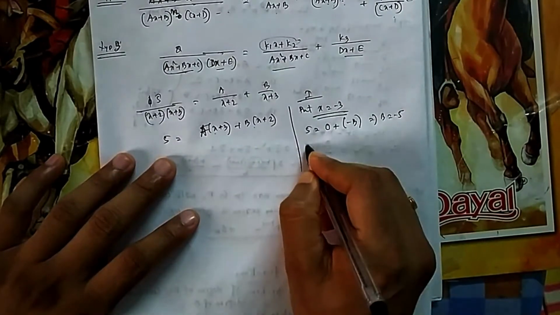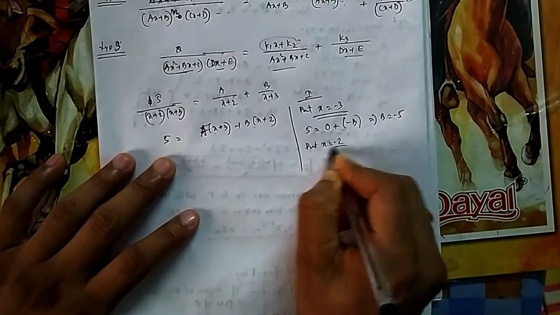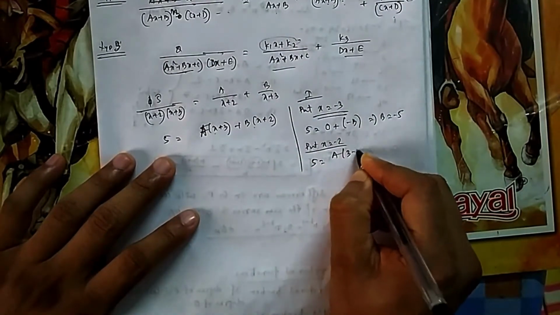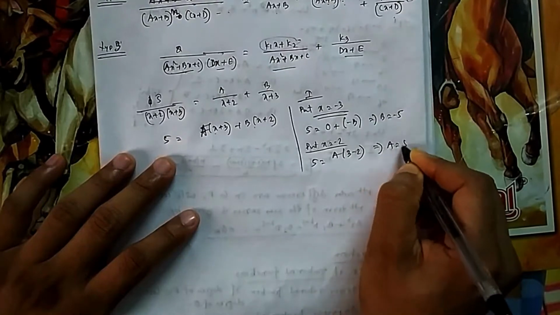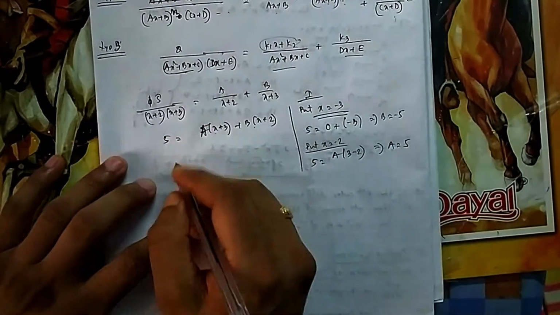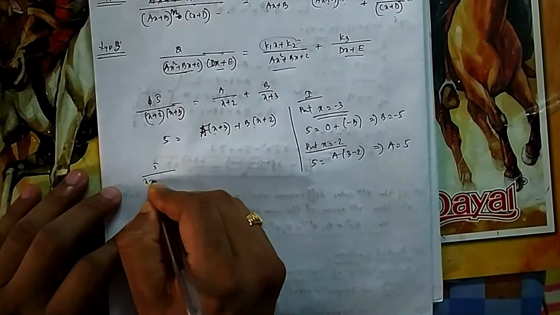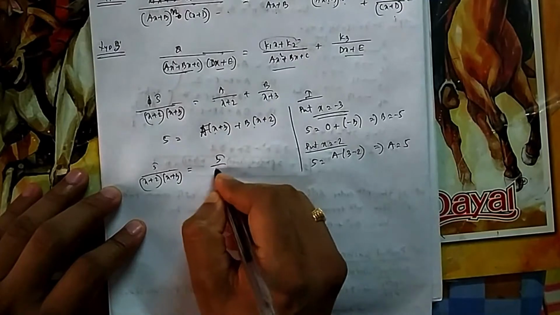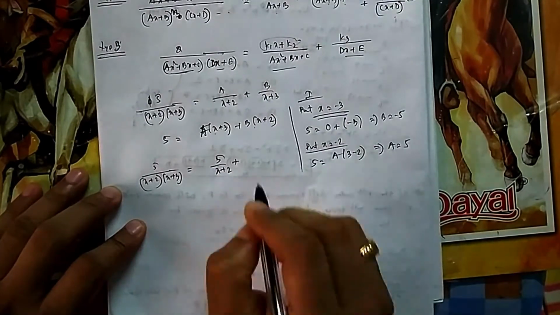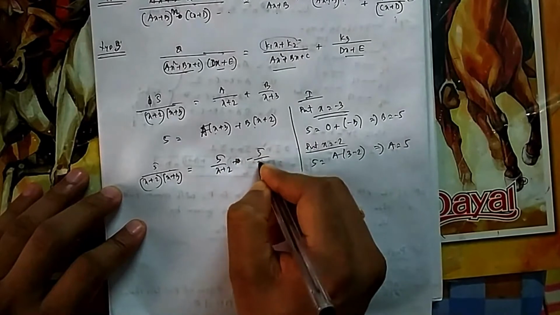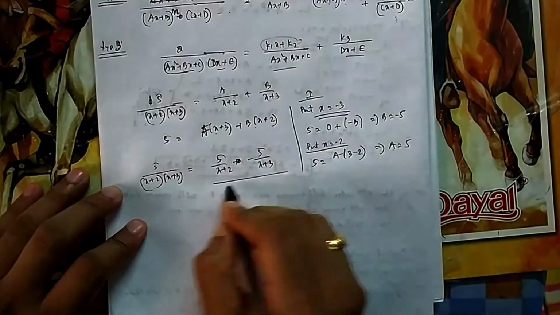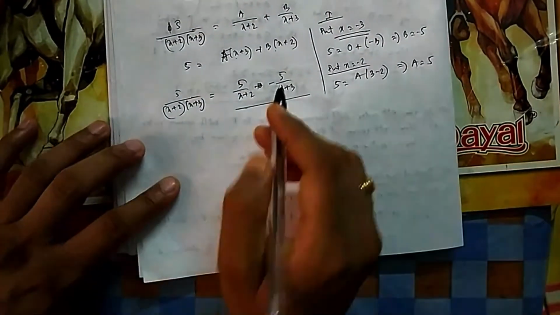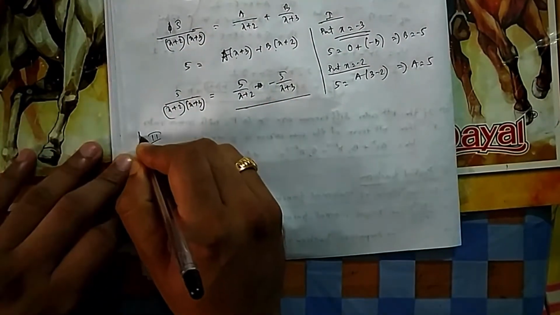For A, now you put x equal to minus 2, then your B term will be 0, you will get A. 5 equal to A into 3 minus 2, which implies your A is equal to 5. So that means this fraction, 5 by x plus 2 into x plus 3, you can write it as 5 by x plus 2 plus minus 5 by x plus 3, that is B. B is minus 5. So you have split this one into two different rational fractions. Or suppose it doesn't work, then you go to method 2.